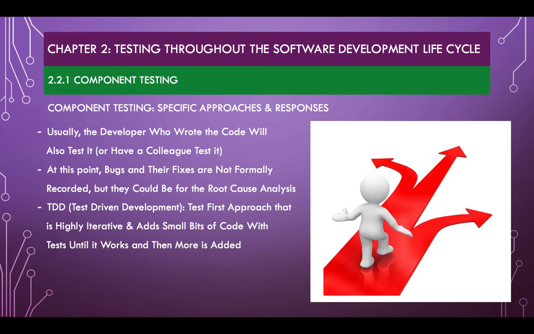Component testing, specific approaches and responsibilities. Usually the developer who wrote the code will also test it or have a colleague test it. This is pretty much normal, and it's exactly what you would expect. Of course, when you do your work, you check to make sure it's correct. That's still not the same as sending it to an actual tester. At this point, bugs and their fixes are not formally recorded, but they could be if you wanted to do a root cause analysis, depending on the management's style and preference. Usually it's just not necessary at this point.